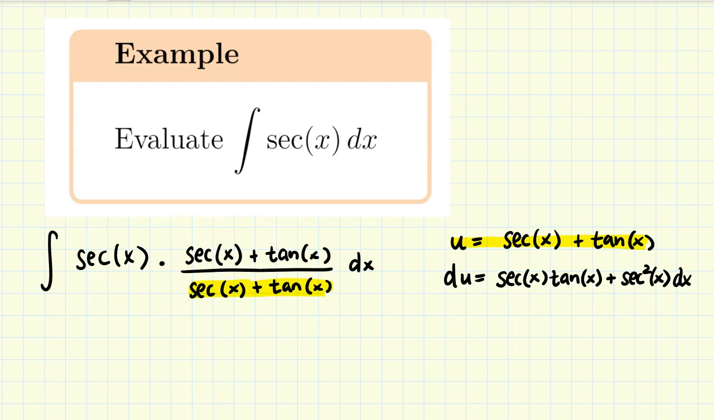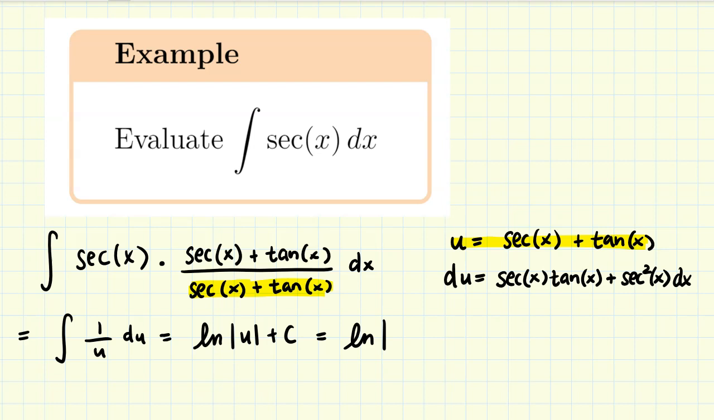Okay, so now I'm going to go ahead and rewrite my integral. So I have the indefinite integral of 1 over u du. And I know that the antiderivative of that is the natural log of the absolute value of u plus our constant of integration. And then lastly, we can go ahead and substitute in so that we can get our final answer back in terms of x.